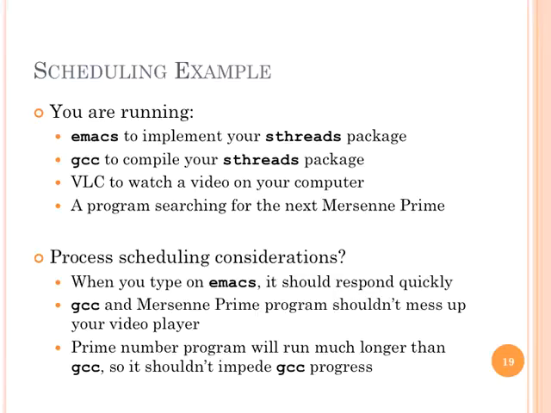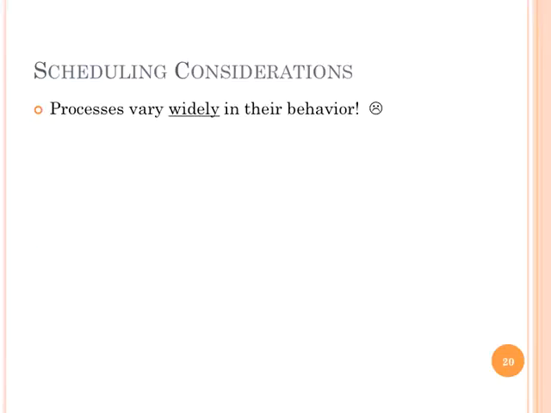GCC and the Mersenne prime program shouldn't screw up the video playback. That would be really helpful. And the prime number generator, we kind of don't care. We know it's going to take hours and hours and hours, so we really don't want it to impede the other programs at all. These are just some examples of how we'd like the operating system to behave, and a good OS will do that. A good scheduler will do that. A bad scheduler will have this all mixed up so that you type into Emacs and your video playback stops being nice. The Mersenne prime program is screwing everything up. You can imagine ways that bad schedulers would affect this situation.